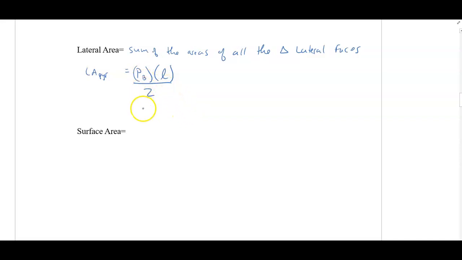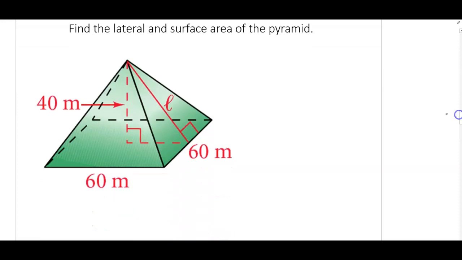And the reason we're dividing by 2 here is because when you're doing the perimeter of the base times the slant height, you have to remember the area of a triangle is base times height, all divided by 2. So we say the lateral area of a pyramid is basically the perimeter of the base times the slant height, all divided by 2. And then the surface area would just be the lateral area of the pyramid plus the area of one base. Okay, let's take a look at a couple of examples here.